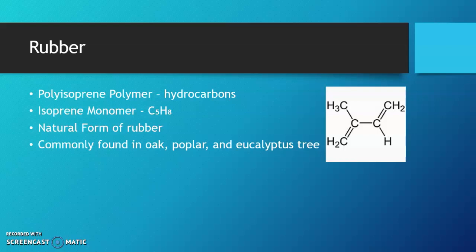The isoprene monomer is one of the main natural forms of rubber that are used frequently in manufacturing, and this monomer is commonly found in oak trees, poplar trees, and eucalyptus trees.